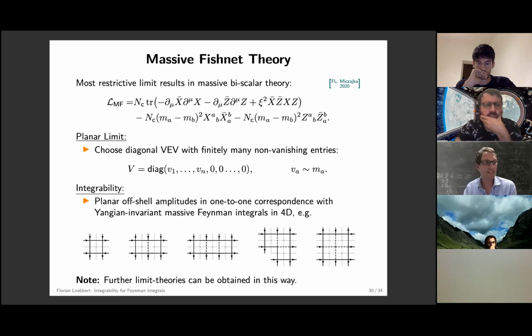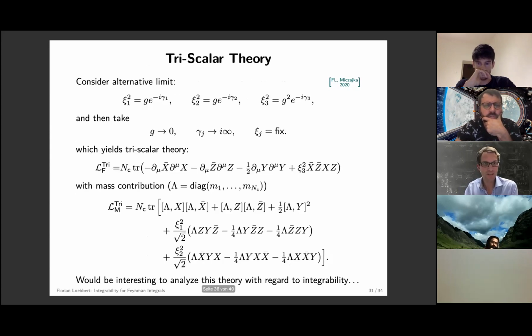As in the massless case, this is not the only limit one can obtain in this way. We can take different limits. For example, we can define 3 couplings in this way. So here we have a g and here we have a g squared. So this is somehow unsymmetric. Take again this double scaling limit, and this yields a Lagrangian, which is composed of these 2 contributions here.